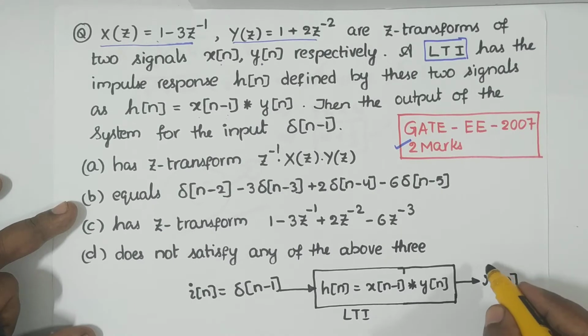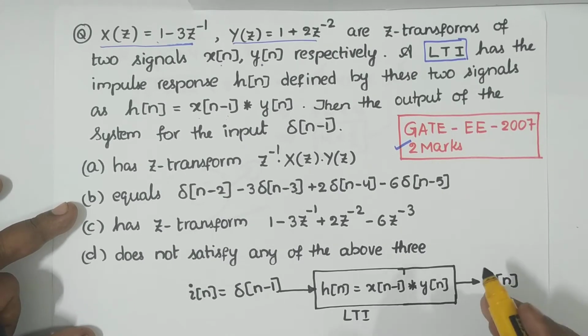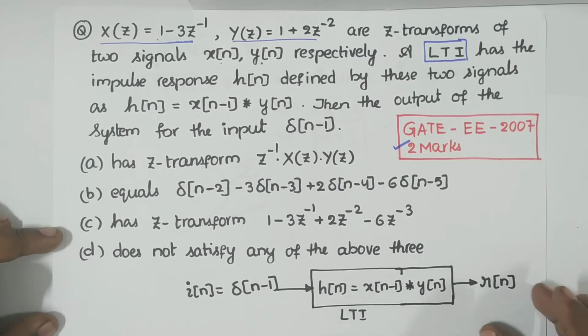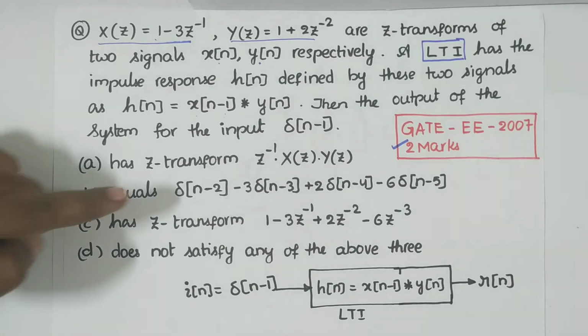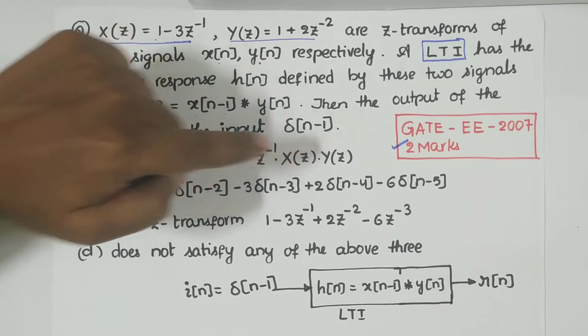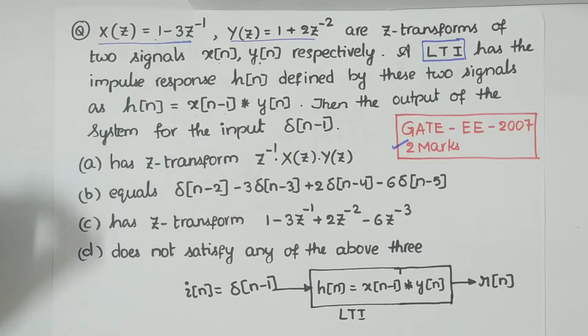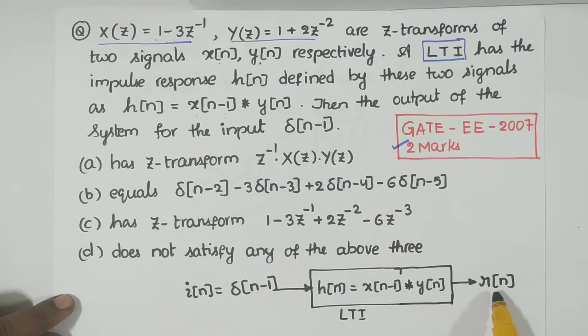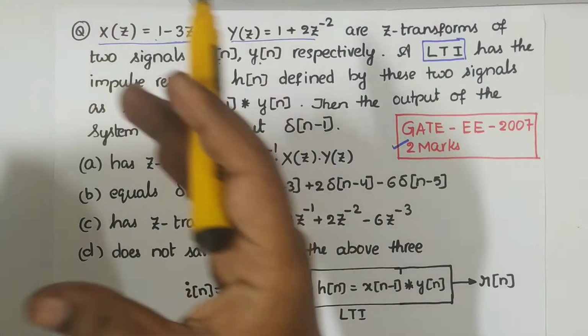We need to find now r of n, but here we have in the options something as Z transform. The first option has Z transform z power minus 1 x of z y of z, and so on. So first of all you have to fix this way. Okay, that's it. Now what is r of n? R of n is a convolution between I of n and h of n. That's it. This is a well-known fact, right?